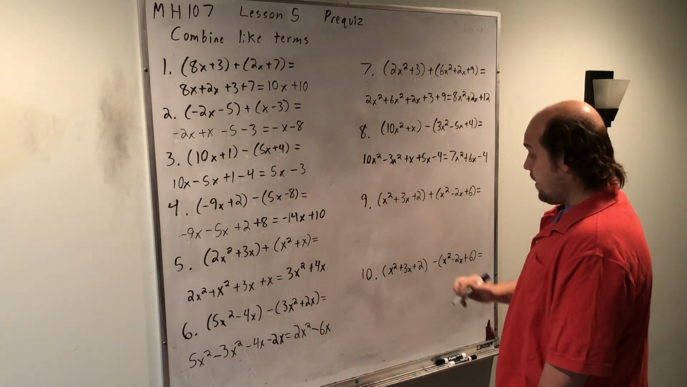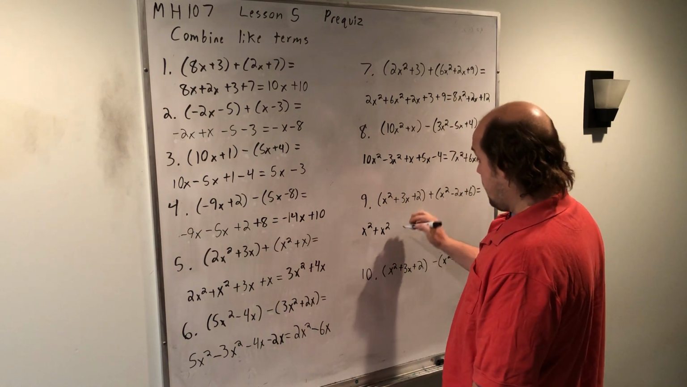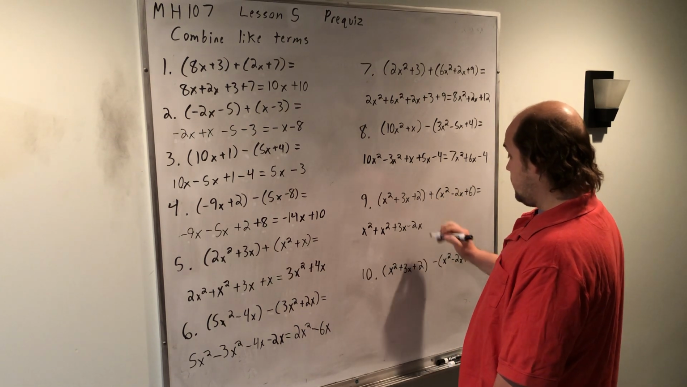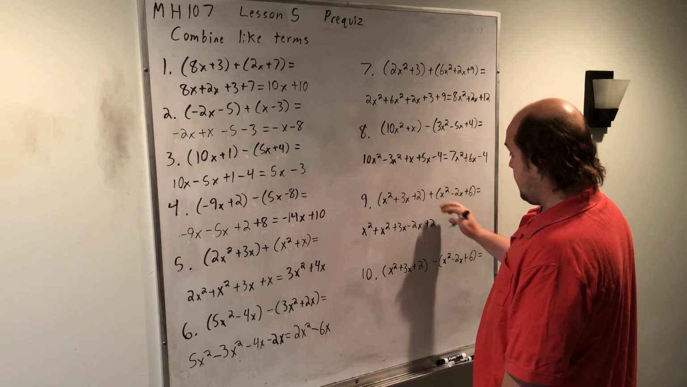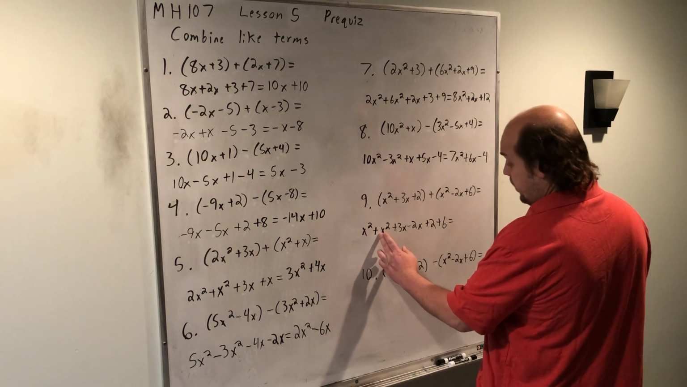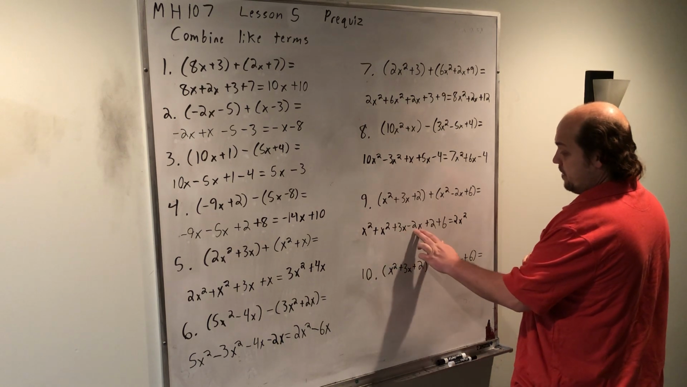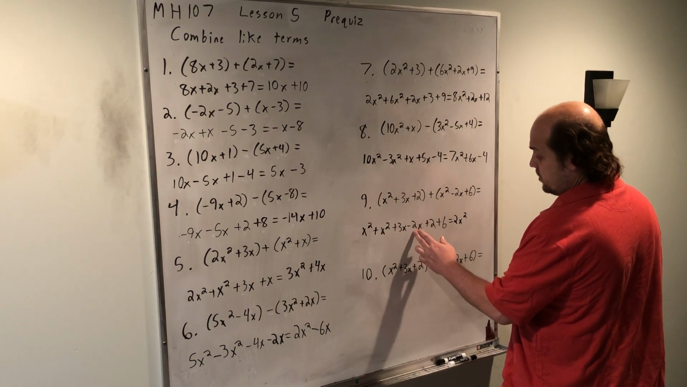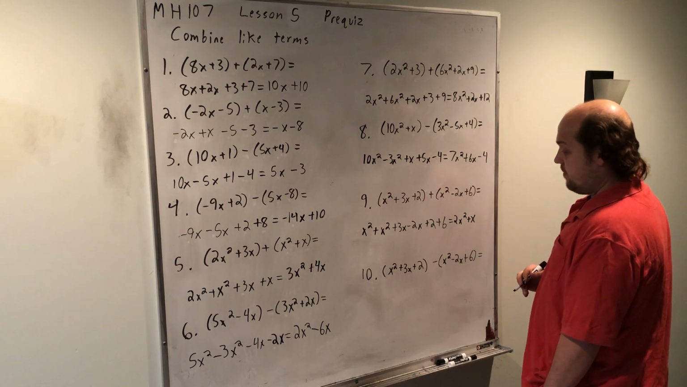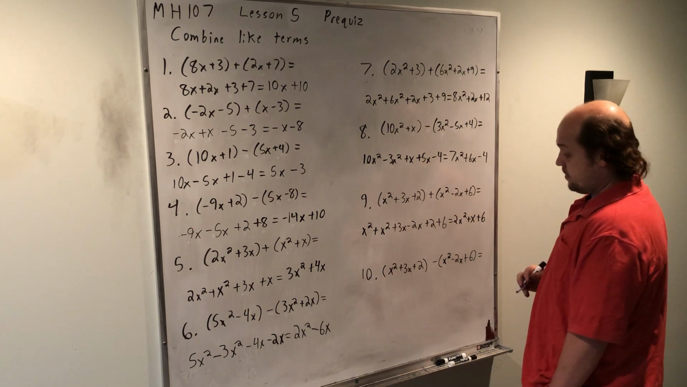In problem number 9, I'm going to take this x squared, I'm going to add it to this x squared. I'm going to take this positive 3x, I'm going to add it to this negative 2x. I'm going to take this positive 2, I'm going to add it to this positive 6. When I do 1x squared plus 1x squared, I have a total of 2x squared. When I do positive 3 minus 2 x's, 3 minus 2 gives me 1. I keep the positive sign. So I just get positive 1x or just positive x. The 6 is all by itself with nothing to combine with, so it just stays as plus 6.